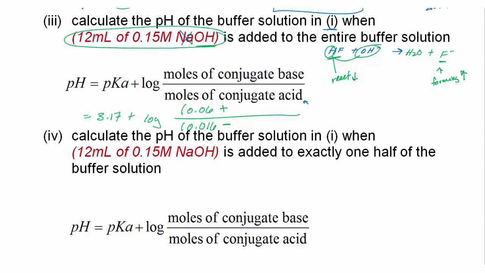It'll be the moles of the strong base. 0.012 liters times 0.15 moles per liter. 0.012 times 0.15, about 1.8 times 10 to the negative 3.